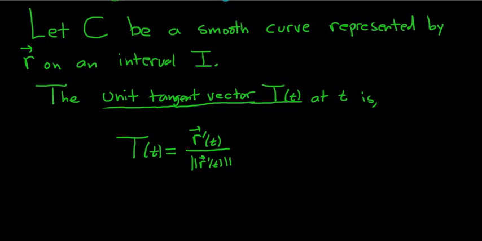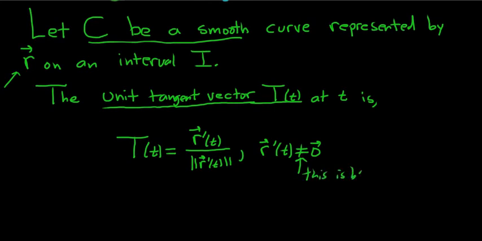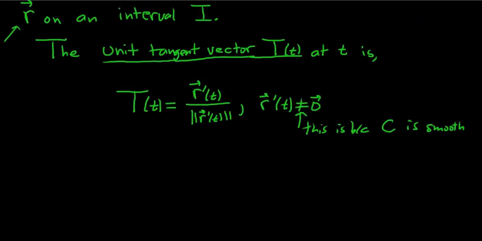You might say, well, what if the derivative is 0? It can't be. So I'm going to specify that it can't be equal to the 0 vector, and that's because C is a smooth curve. Remember, if it's smooth, that means this velocity vector cannot be 0. If you have a smooth curve and r is a vector valued function on that curve, the derivative of r is not 0. That's the condition we need, that C is smooth, so that the definition makes sense.